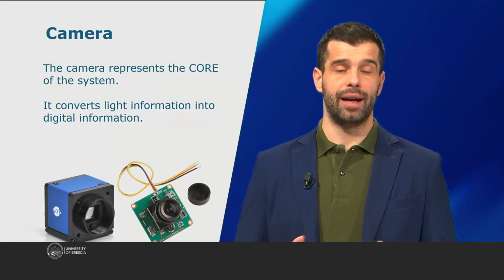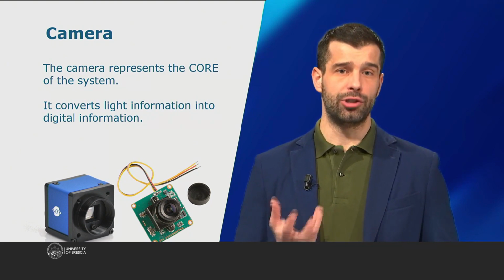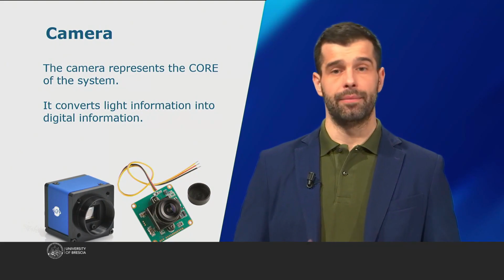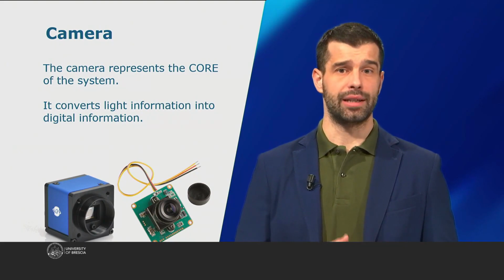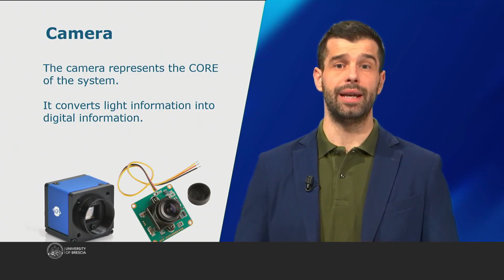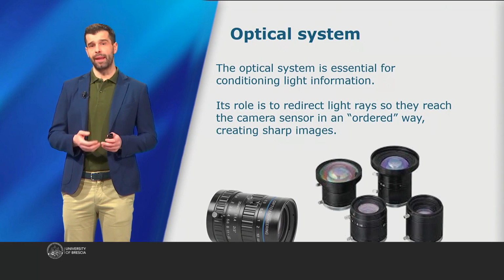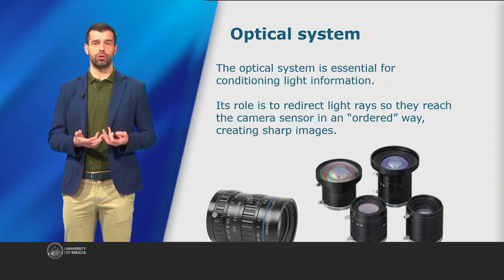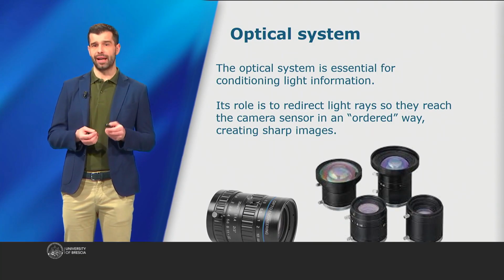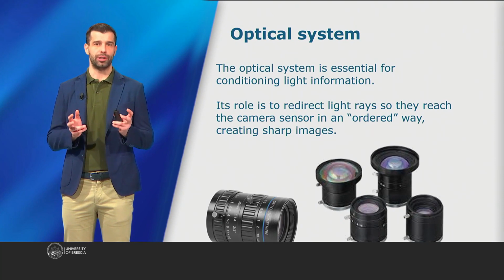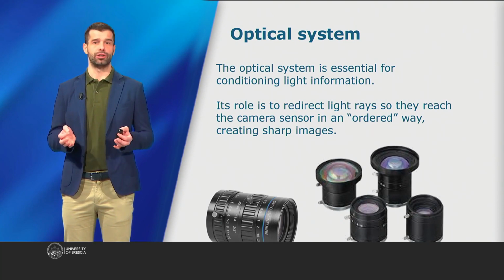The first component, and I would say the main one, is the camera. The camera is the device that performs the first and most important conversion. The conversion, that is, from light information to digital information, thus obtaining the actual image. An optical system is then usually mounted onto the camera. An optical system is a device that allows you to improve the light information in some way, and that's why it's part of the conditioning block. What does the lens do? The optical system tries to bend the light rays so that they hit the camera sensor in an orderly way, so to speak, thus creating a fully focused image.